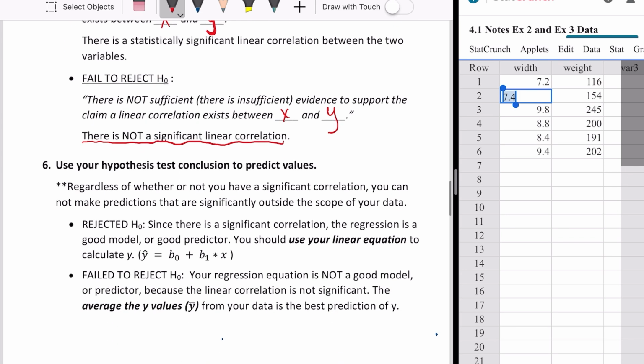And then the last thing that you may need to do is to use your conclusion to predict values. So now, this is the first time that we're actually using our result from our test to answer a next question. So, if we rejected the null hypothesis, so we said that there is a significant correlation, well, what that means is that regression equation, which is my line of best fit. Oh, we didn't talk about that yet. We haven't talked about it yet.